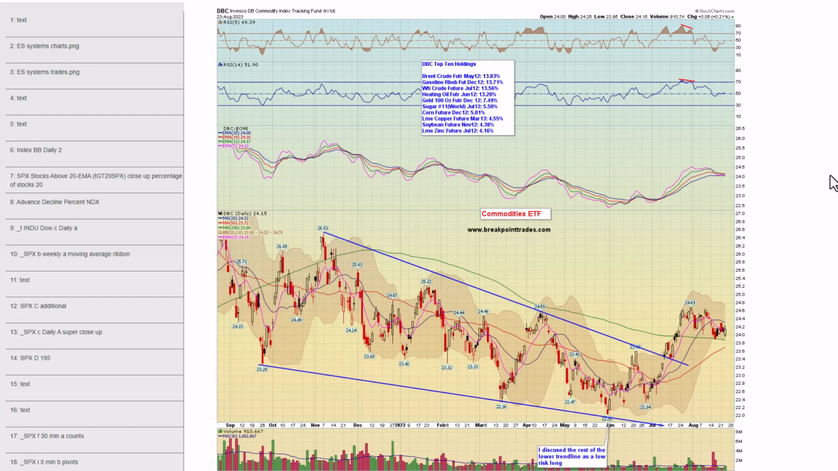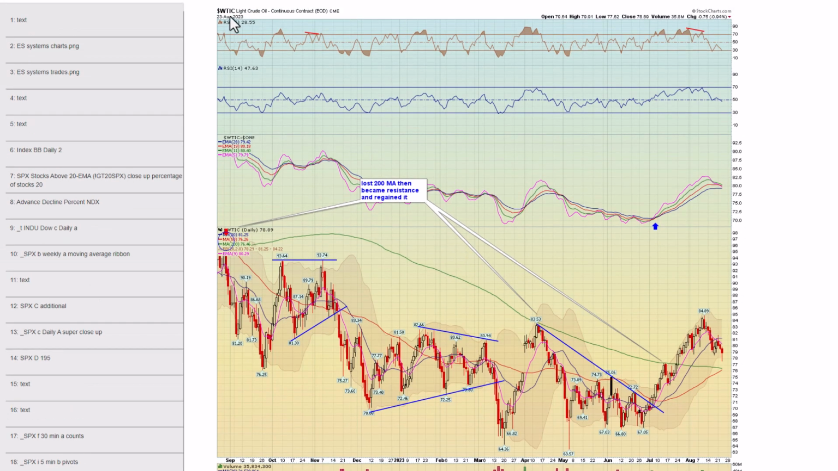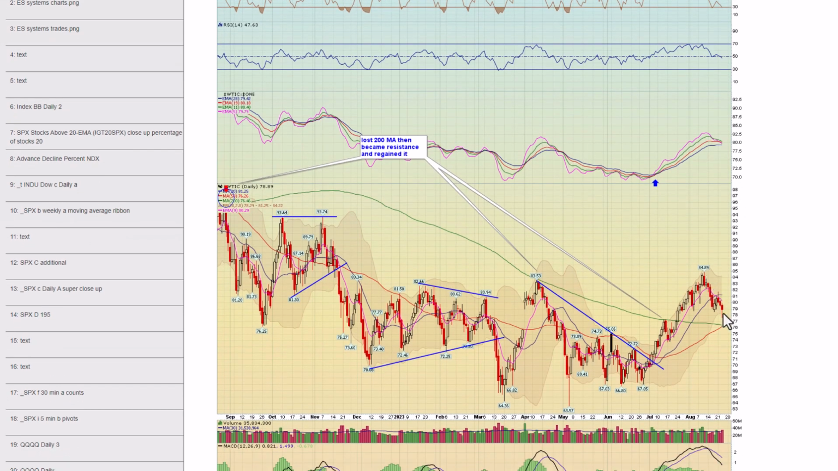Next, chart 45, DBC. So far just been chopping around, consolidating. It did find support at its 200-day moving average. If the dollar can pull back, that would help commodities. Chart 46, here's crude oil. Now, crude oil was weak today, despite commodities being okay. Still above its 200-day moving average, which is your big support now.